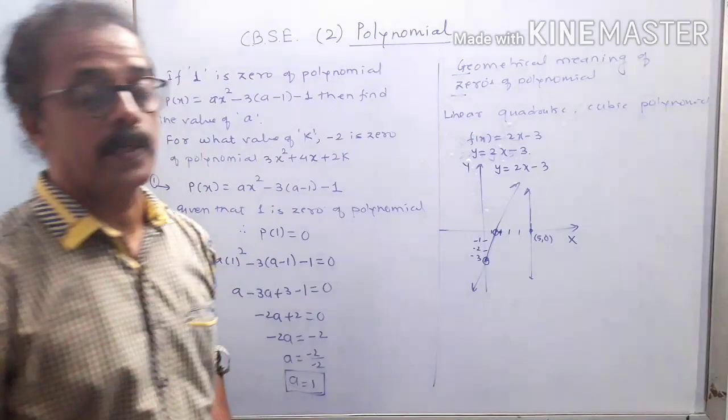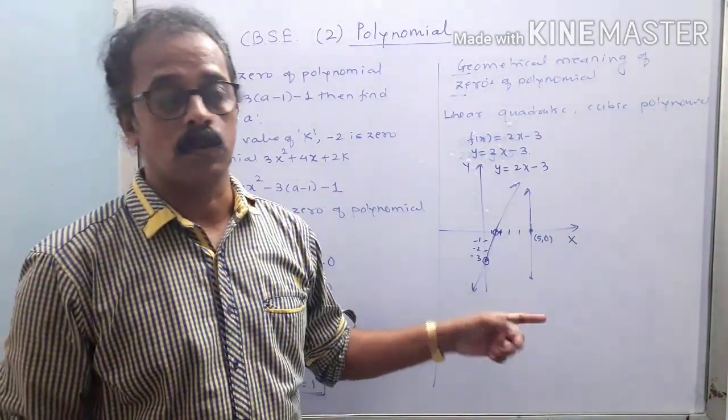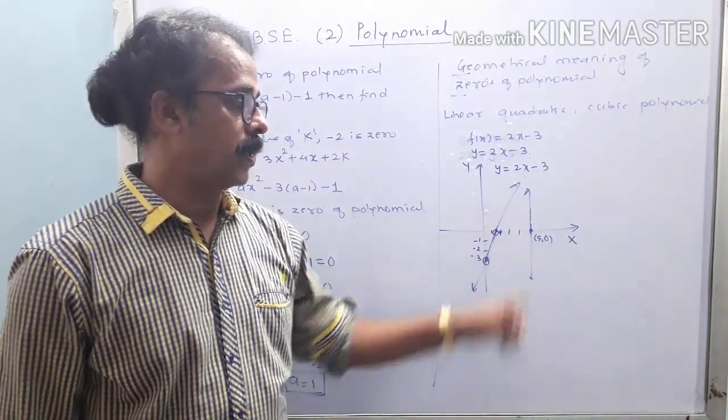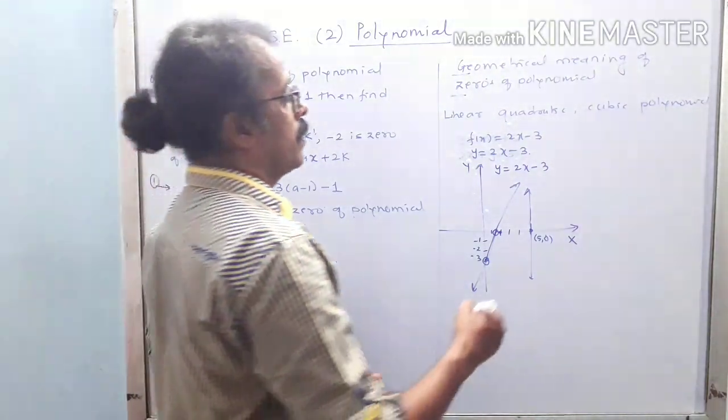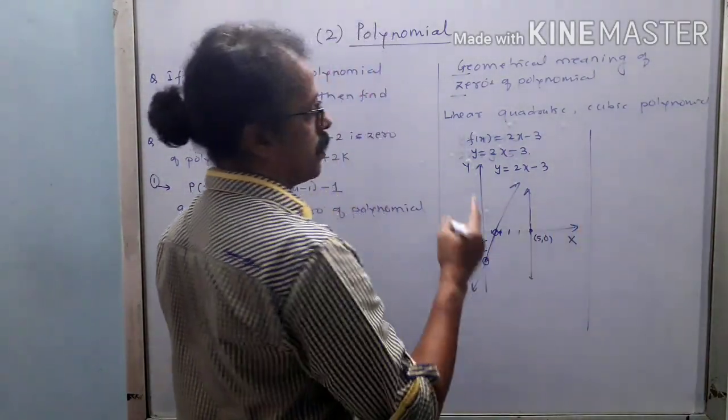So what is the value of x over there? It is nothing but 5. So I could say that x is equal to 5 is the zero of that particular polynomial, right? So now let me draw further, for the quadratic equation.